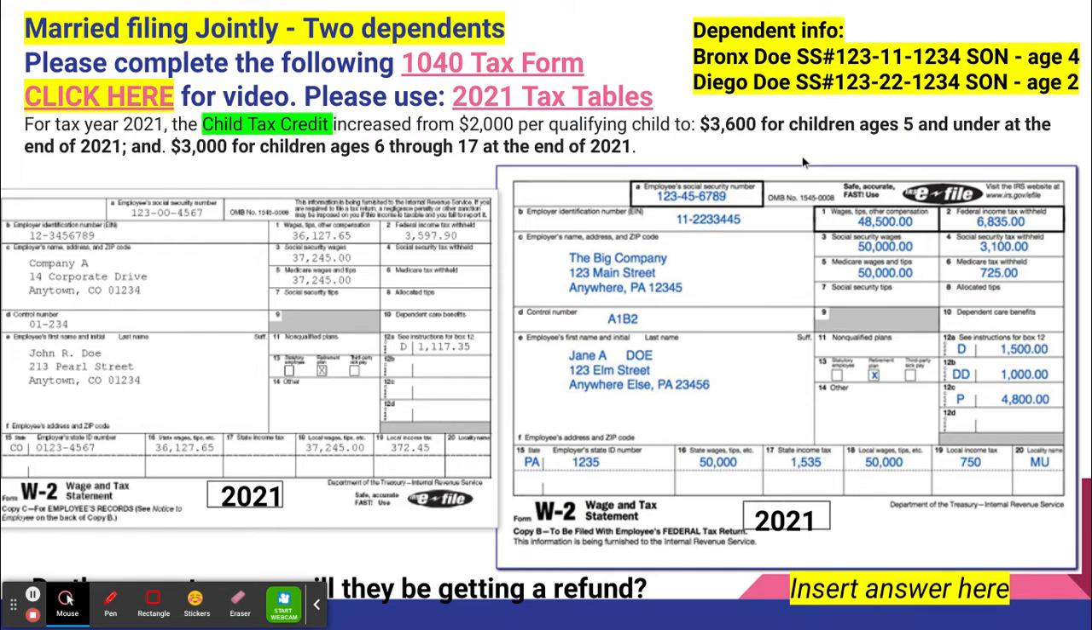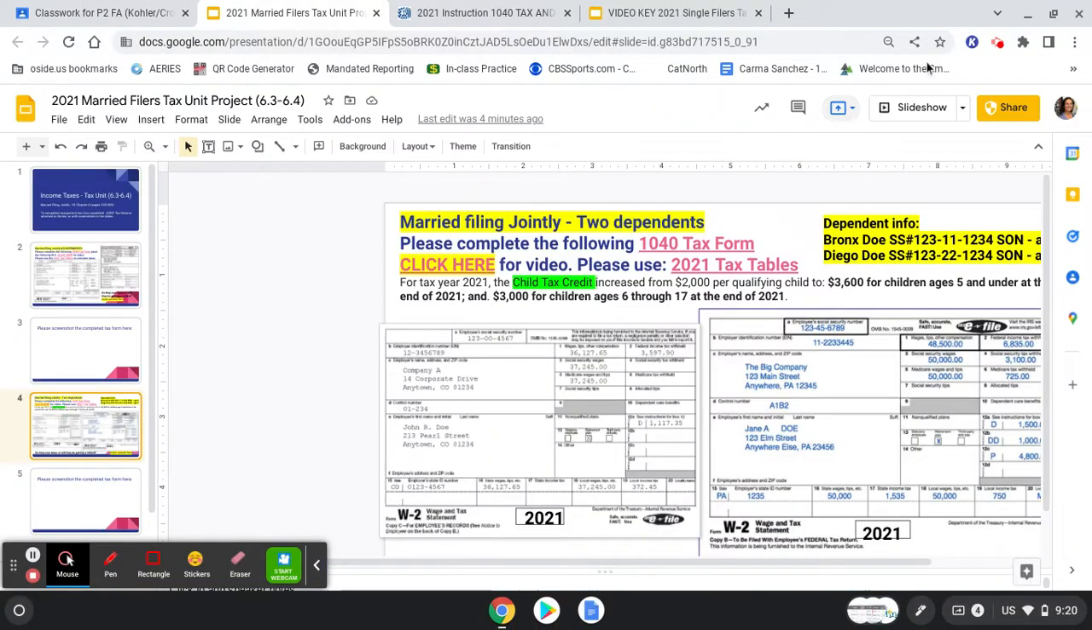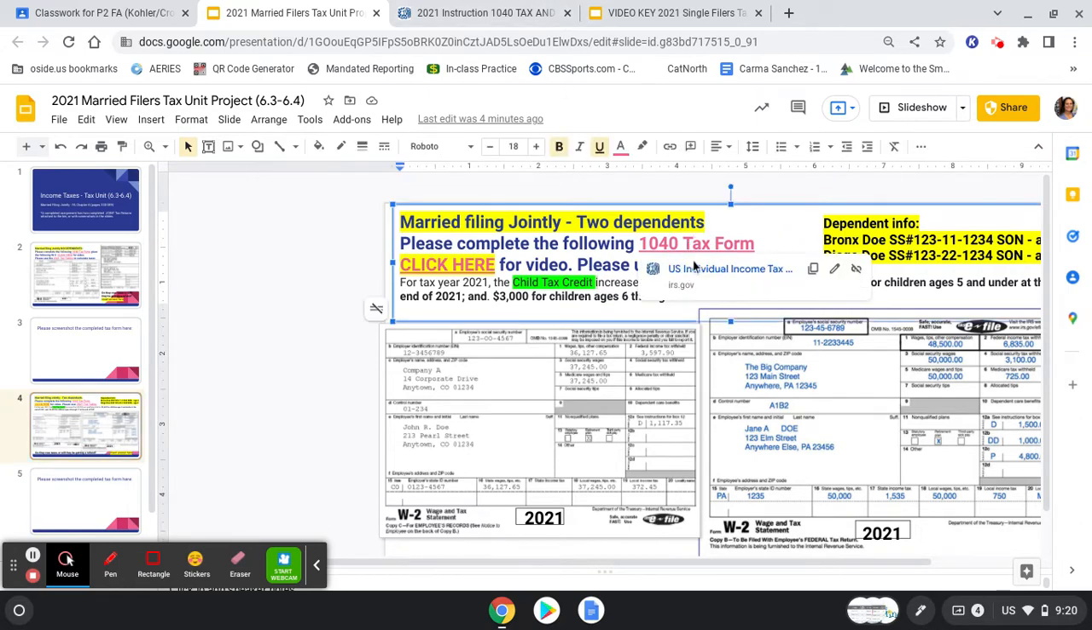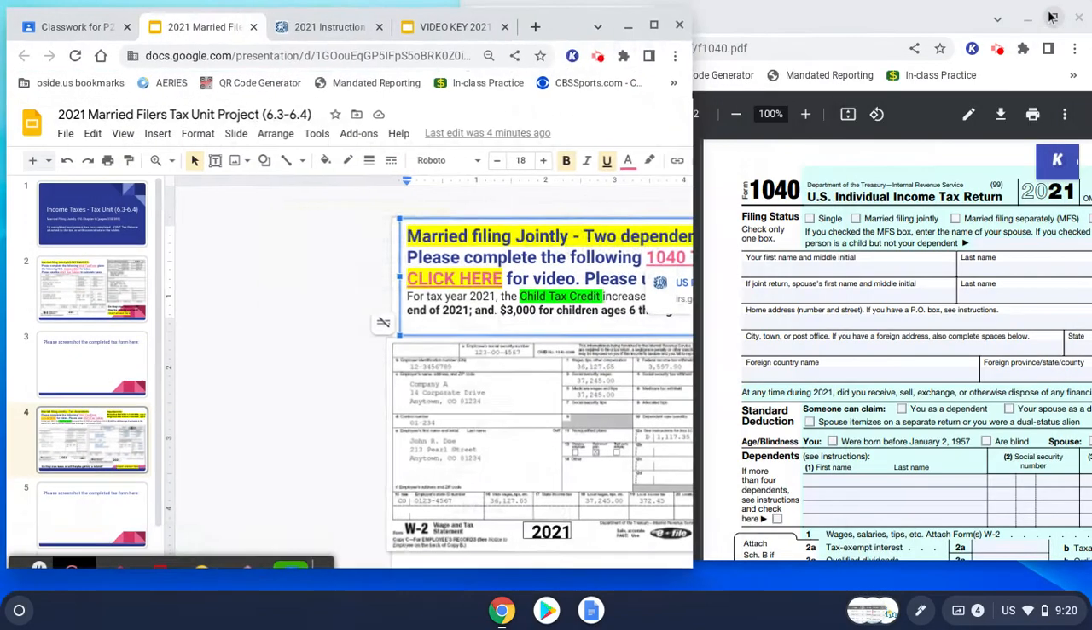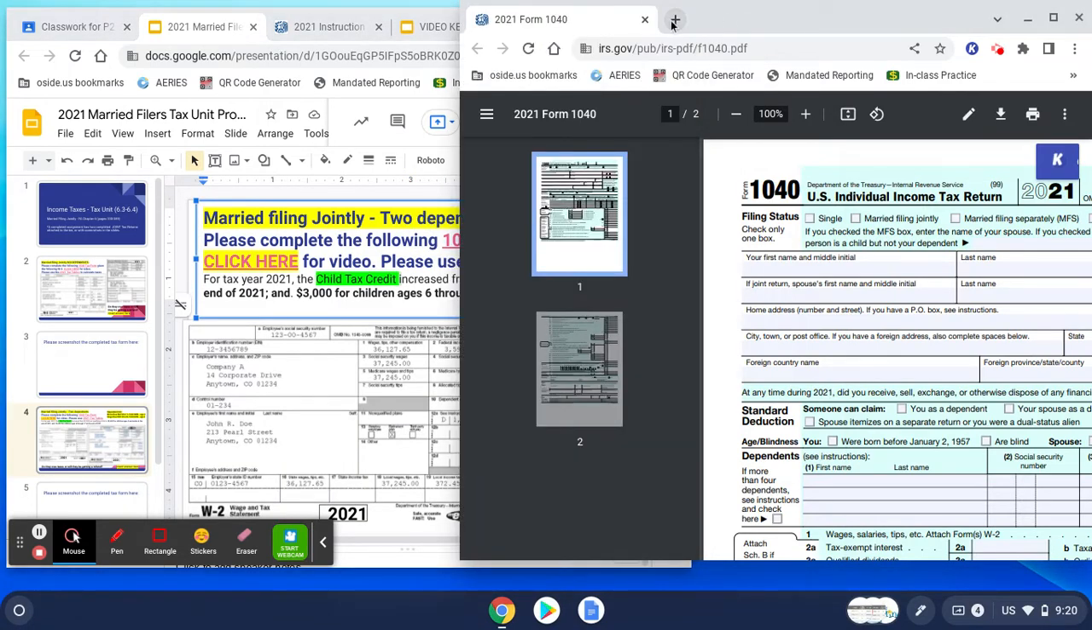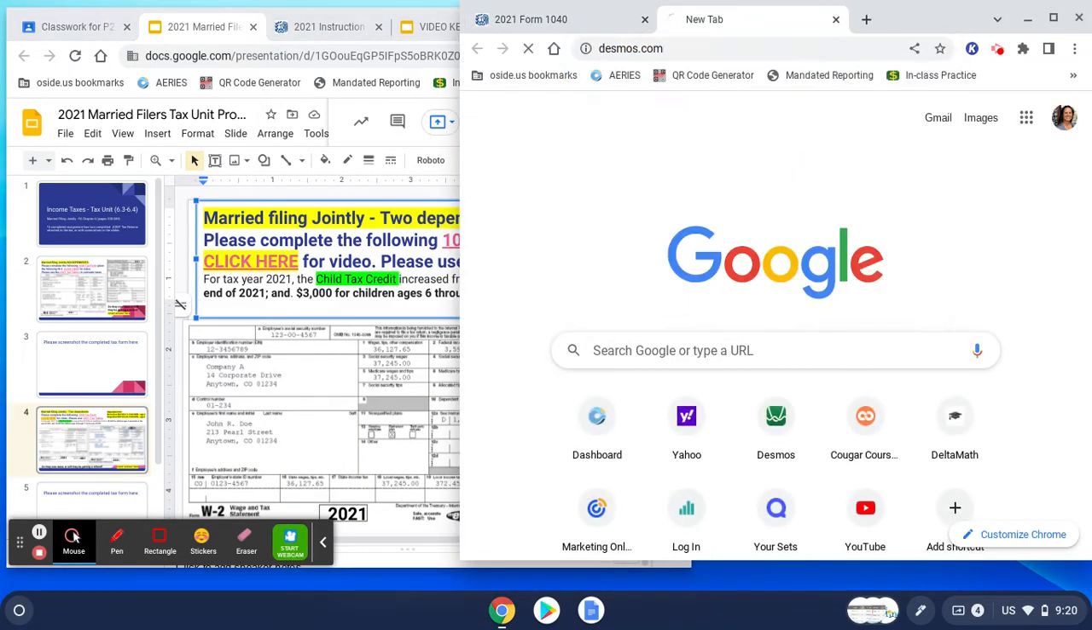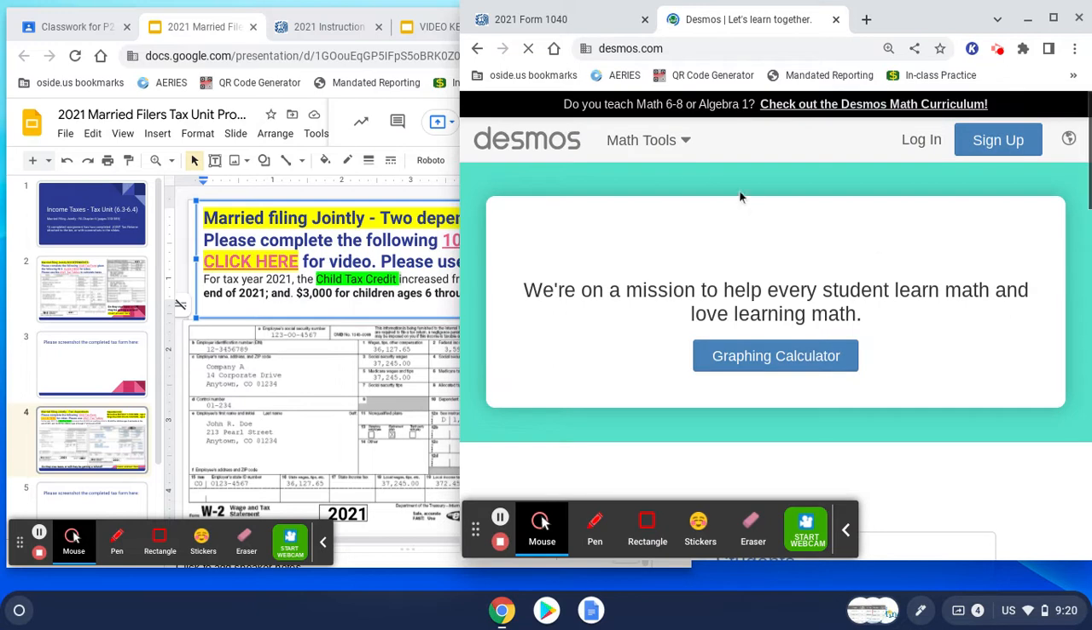Okay. We're going to then have this information for Bronx Doe and Diego Doe, age 4 and age 2, so that we can figure out how to use their information for deduction purposes in the child tax credit. All right, let's go fill this in. Remember, you need to click here to get the 1040 tax form and open it up. You're also going to need a Desmos or a yellow calculator handy.